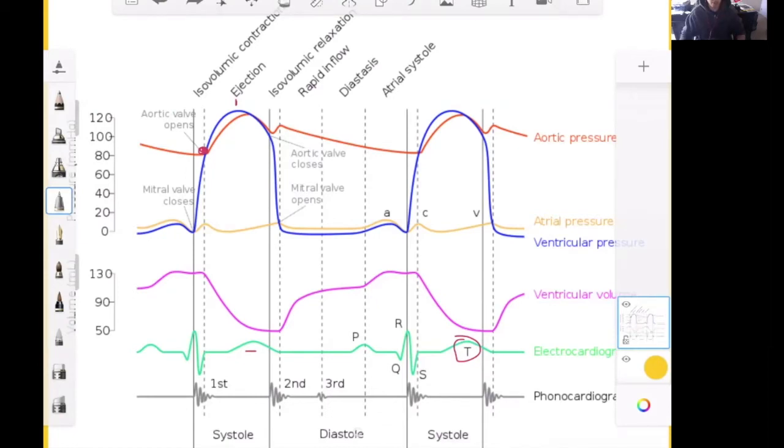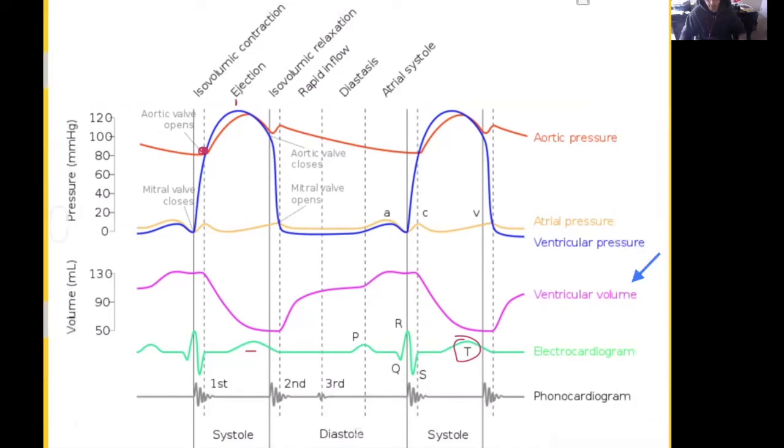Okay, so now that we've got that, let's take a look at our ventricular volume curve. And we'll take a look at the phonocardiogram at the end down here, I'll go over it later. Right now, let's focus on our ventricular volume.